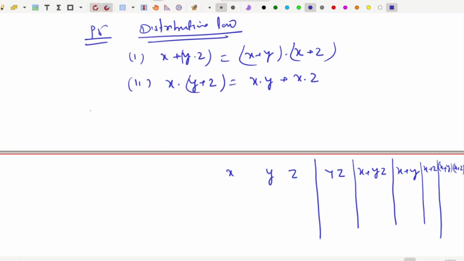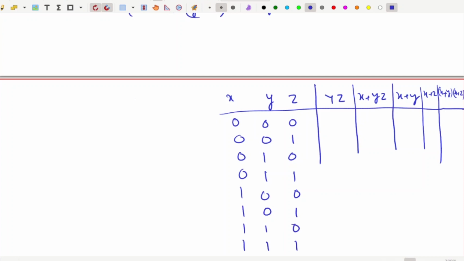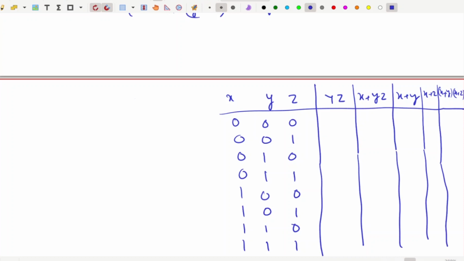What are the possible values? Since three variables are used as inputs here, what are the possible combinations? 2 to the power 3, that means 8 possible combinations, in the form of 0 0 0, 0 0 1, 0 1 0, 0 1 1, 1 0 0, 1 0 1, 1 1 0 and 1 1 1. All 8 possible combinations are here, starting from 0 and up to 7. And then we simply compute the values of these outputs.